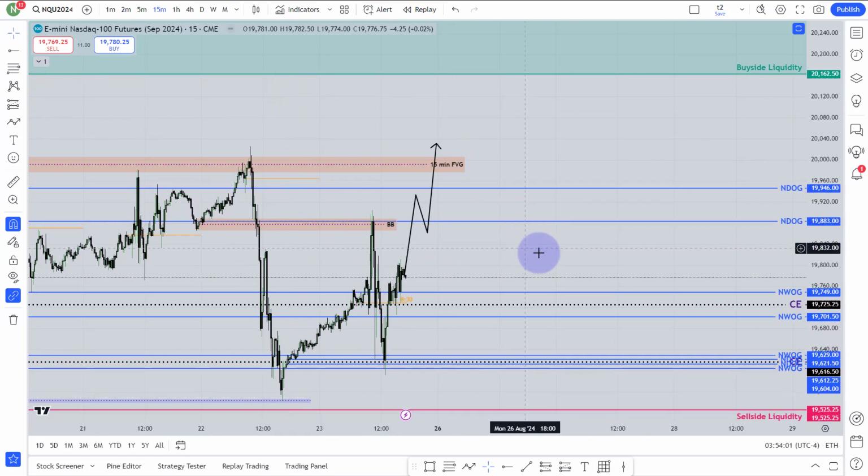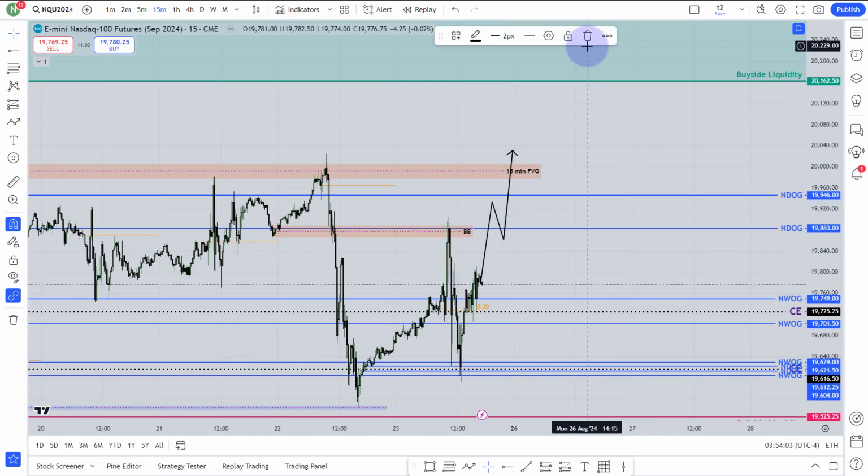So I hope, guys, it's going to be a little insightful for you to understand this price action, this week's price action, this daily bias, weekly bias, everything.